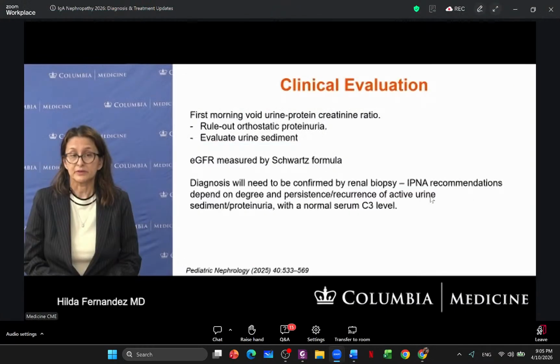Also, particularly in children, we are measuring the GFR by the Schwartz formula for children. And again, clinical evaluation will be driven and confirmed with a renal biopsy. And we're going to talk about when to pursue the renal biopsy according to the recommendations, depending on degree, persistence or recurrence of active urine sediment, proteinuria, and also in the presence of a normal serum C3 level.